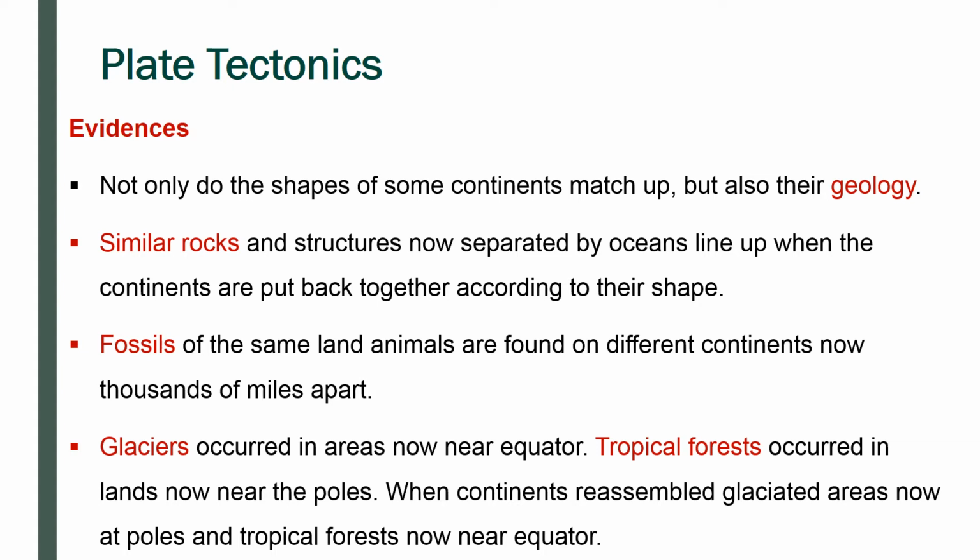Glaciers also occurred in areas now near the equator. Tropical forests occurred in lands now near the poles. So when continents come back together, the glaciated areas and tropical forests fall into place, rather than being at the poles and near the equator. These are very strong evidences.